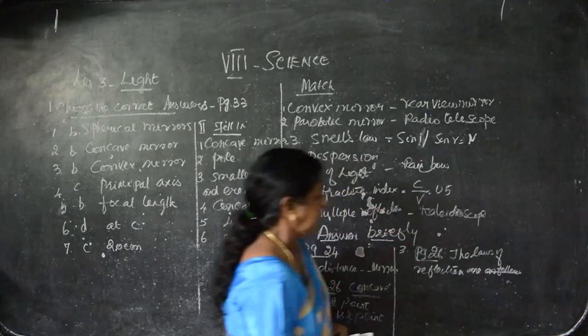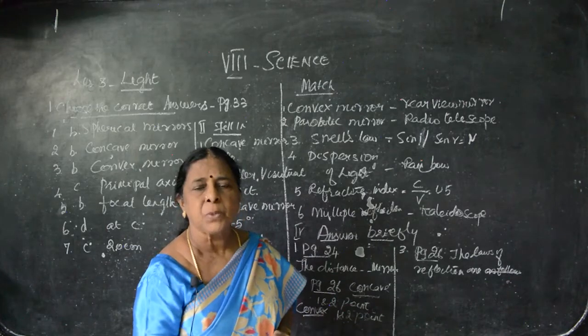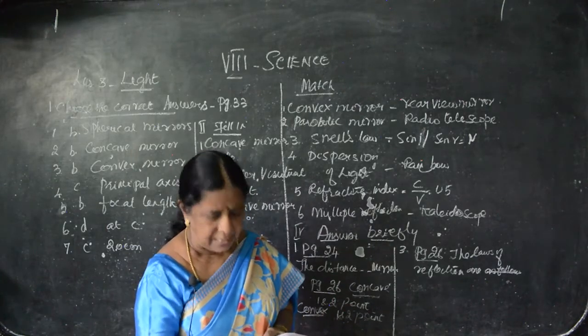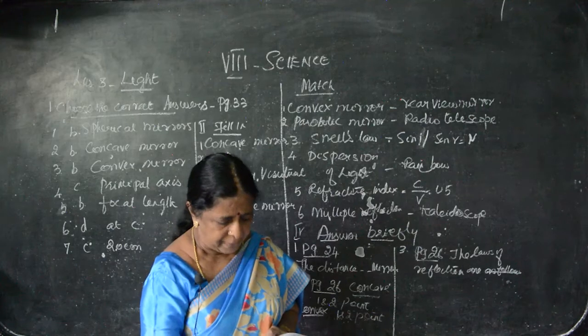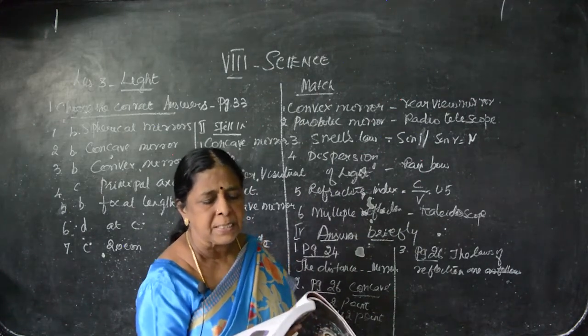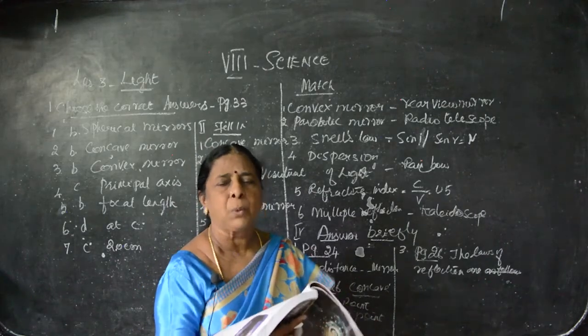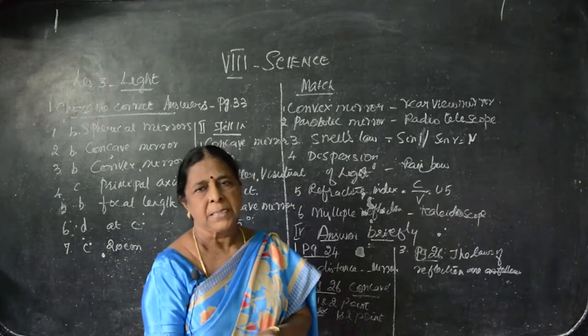Strike it out. The laws of reflection are: write the 2 points, that's on page number 26, last. The incident ray, the reflected ray and the normal at the point of incidence all lie in the same plane. The angle of incidence and the angle of reflection are always equal. You need not do the diagram, only write the 2 points. First point and second point. Clear?